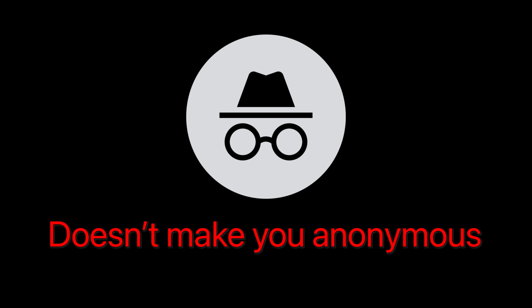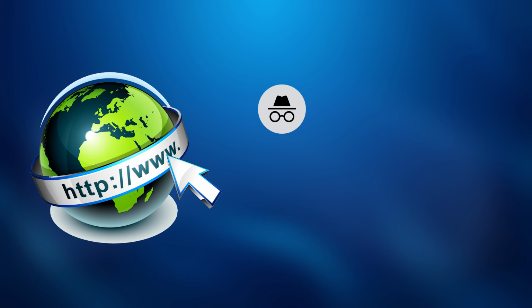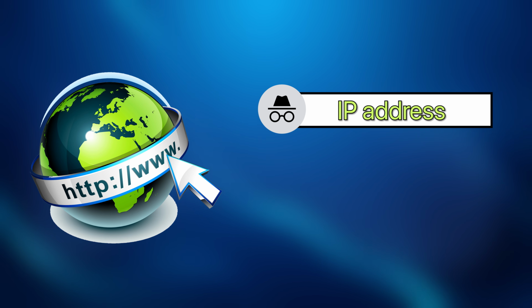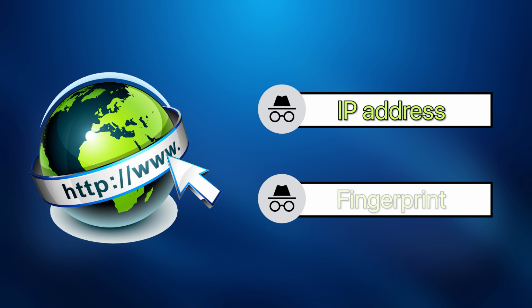It doesn't actually make you anonymous. Many things that you may be able to achieve with a VPN, you can't actually achieve with a private browsing window. This means that your IP address remains visible to websites, which allows them to track your location and identify you. They can also identify you through your device fingerprint. I actually discussed browser fingerprinting in detail in my last video, so definitely check it out if you're interested.